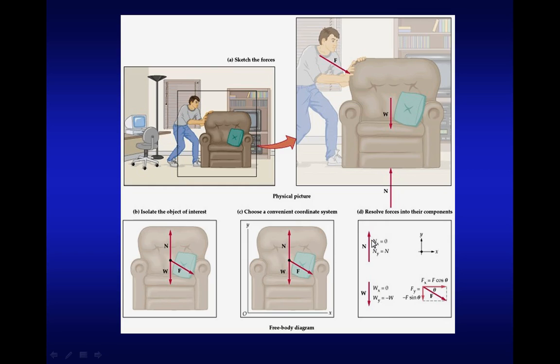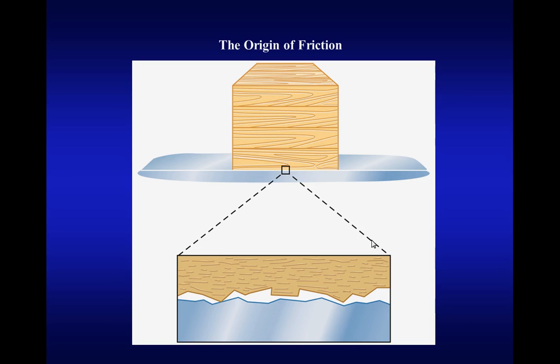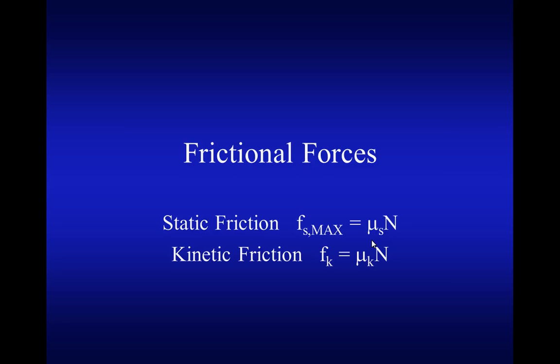That's going to be important to us because friction is proportional to the normal force. So we'll have to be able to know how big the normal force is. So the origin of friction, like I said, is the microscopic bumps on the road there. There are two kinds of friction.